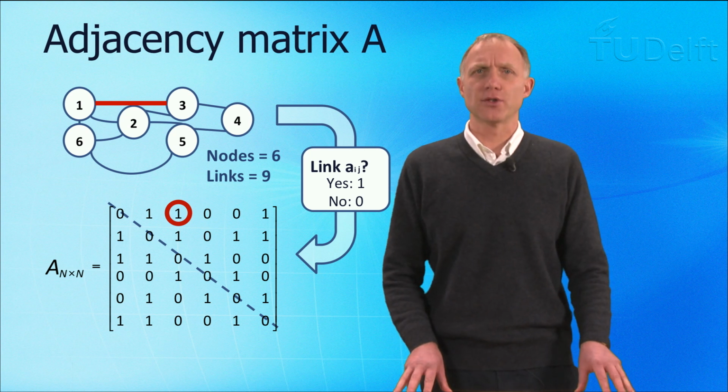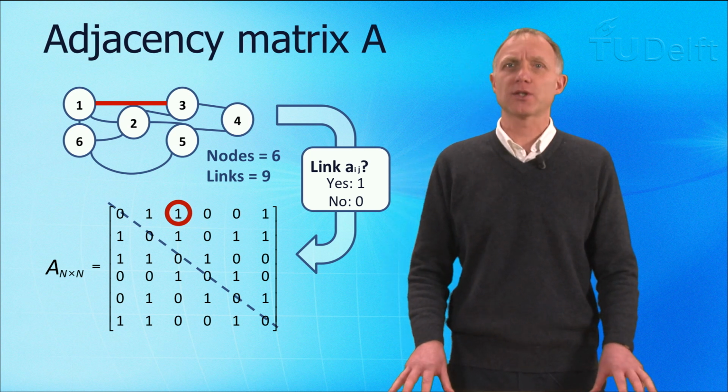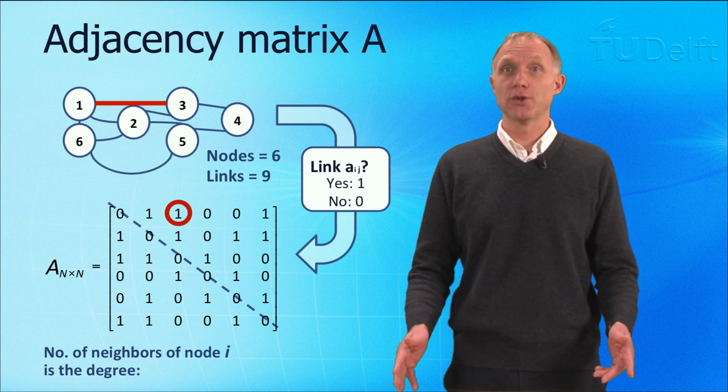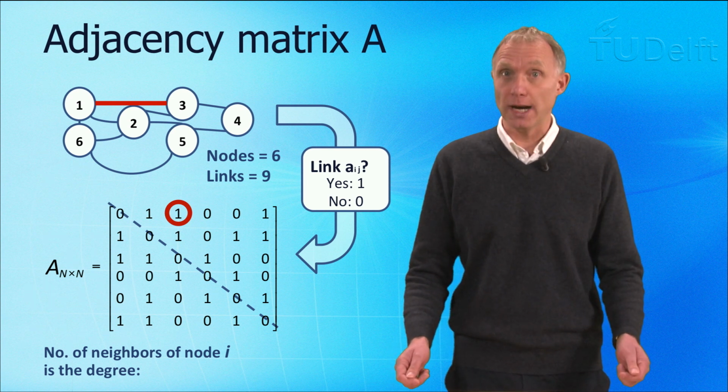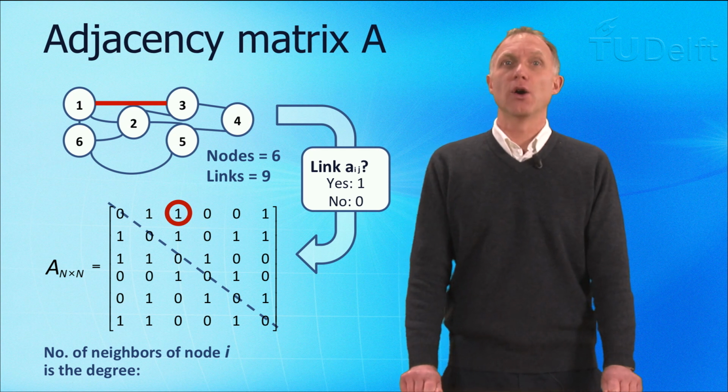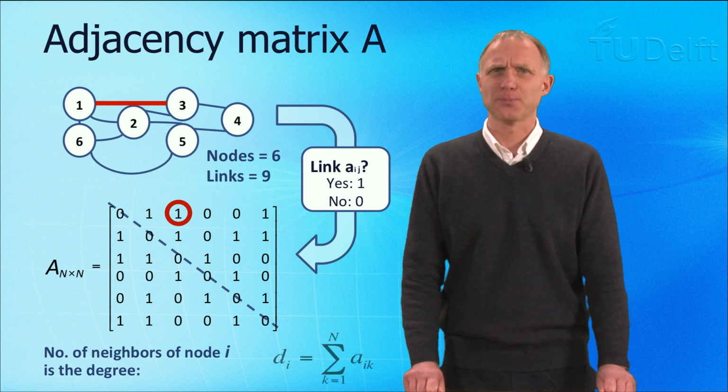Once the adjacency matrix is known, the topological properties of the networks can be computed. For instance, the number of neighbors of a node, called the degree of a node i, equals the sum of elements of row i of the adjacency matrix.